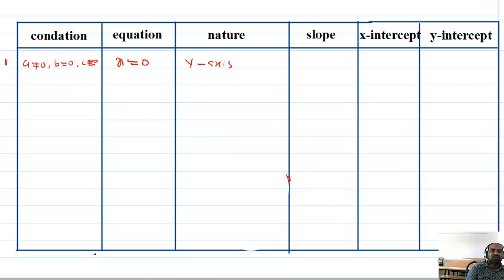What condition? A not equal to 0, B equal to 0, C equal to 0 condition. So, ax plus by plus c equal to 0 represents a straight line. The straight line is nothing but the y-axis. What is the slope? Not defined. Slope of the y-axis is not defined.